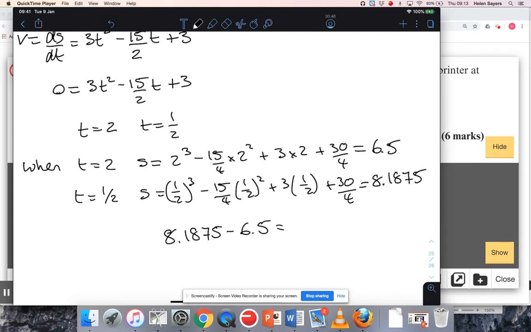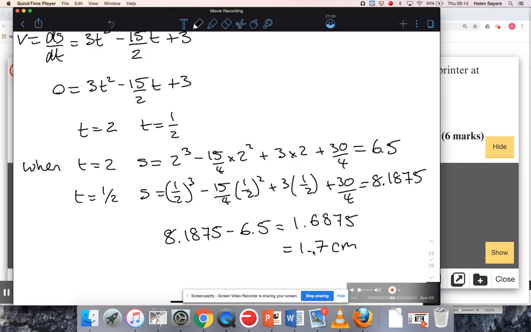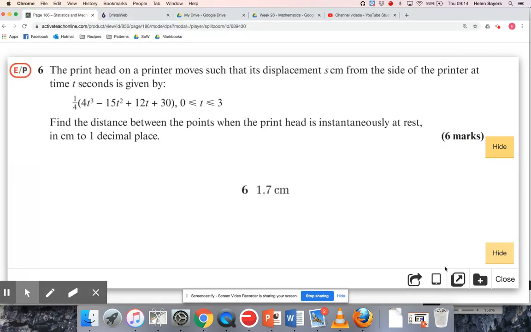So, assuming I've entered those correctly, the distance between the 2 points would be 1.6875. And I think if we check the question again, it did say to 1 decimal place. So that would be 1.7. And I was just checking for units. Oh, sorry. Go back to here. So 1.7 because it wanted it to 1 decimal place, and it did say that the displacement was in centimeters. Let's just check that. Brilliant.